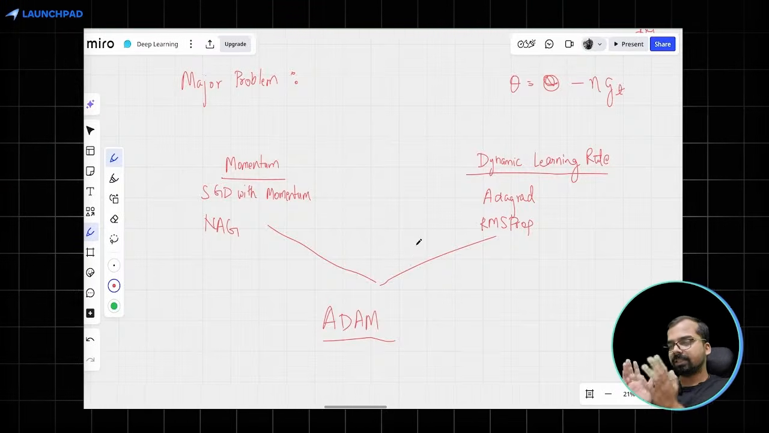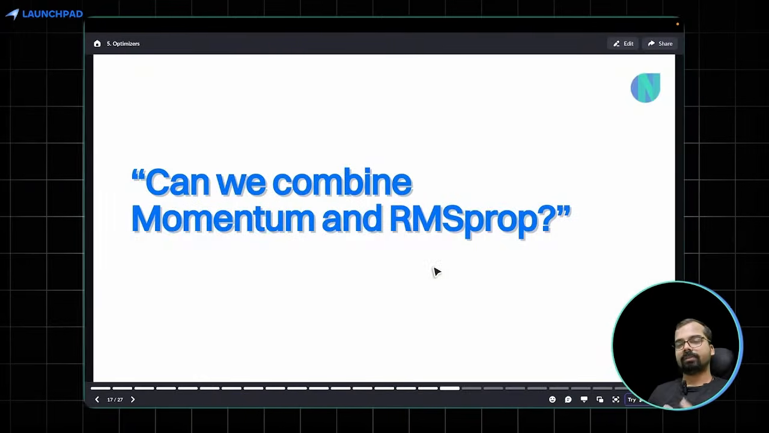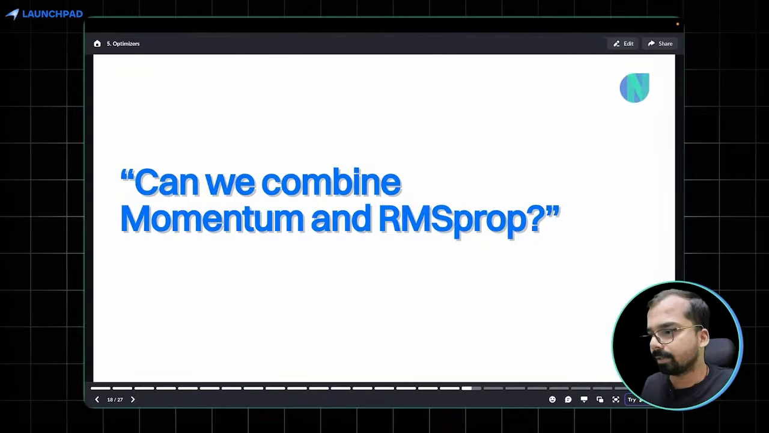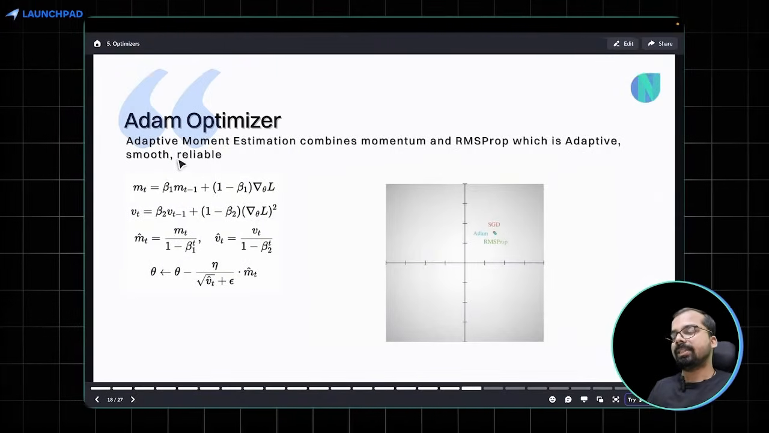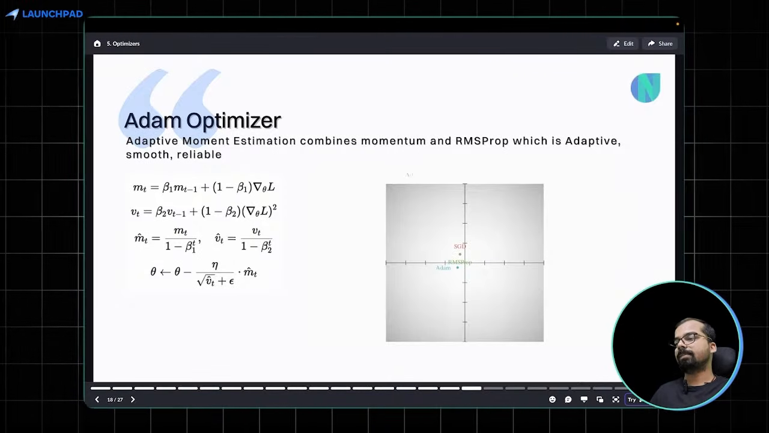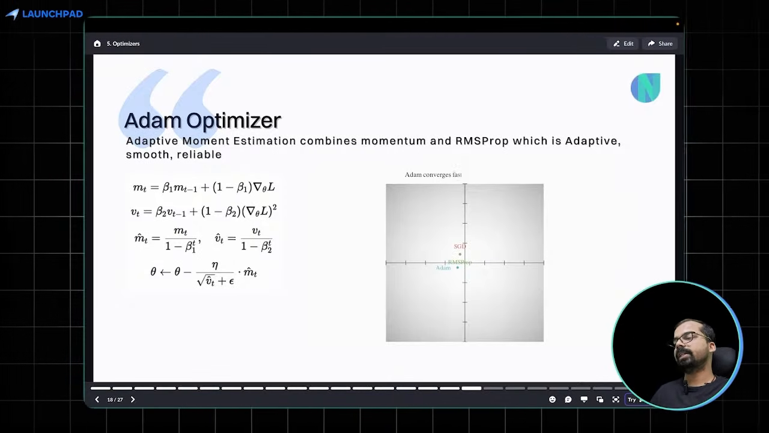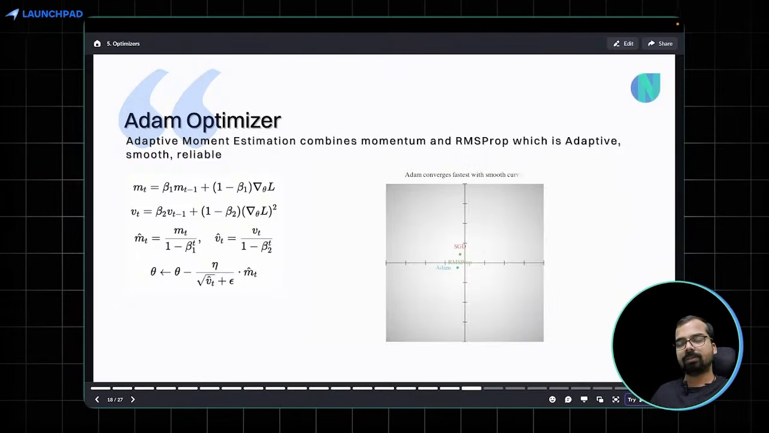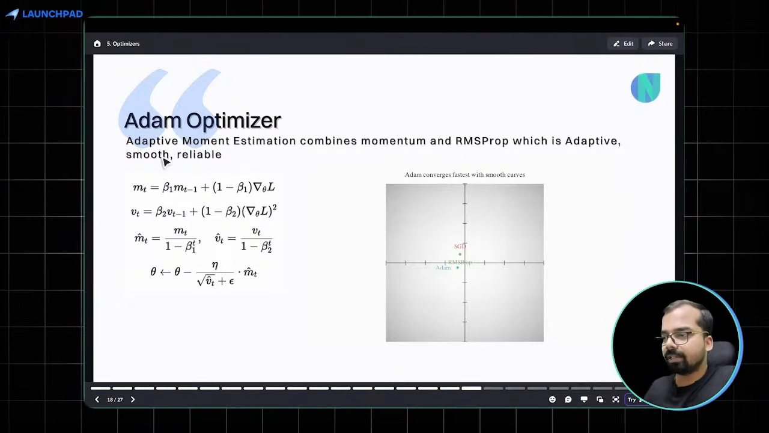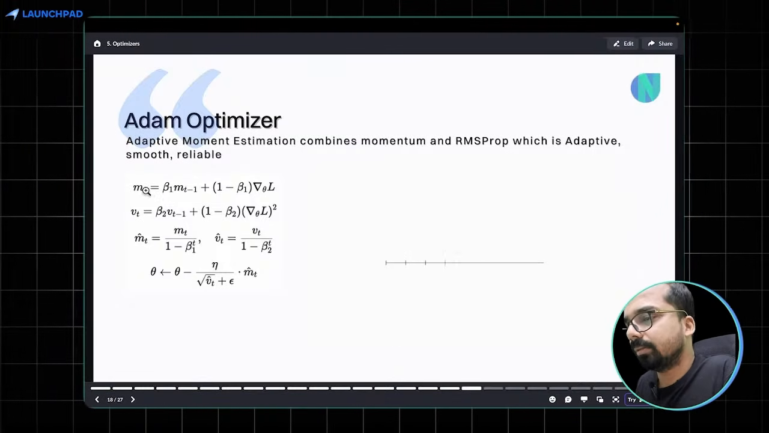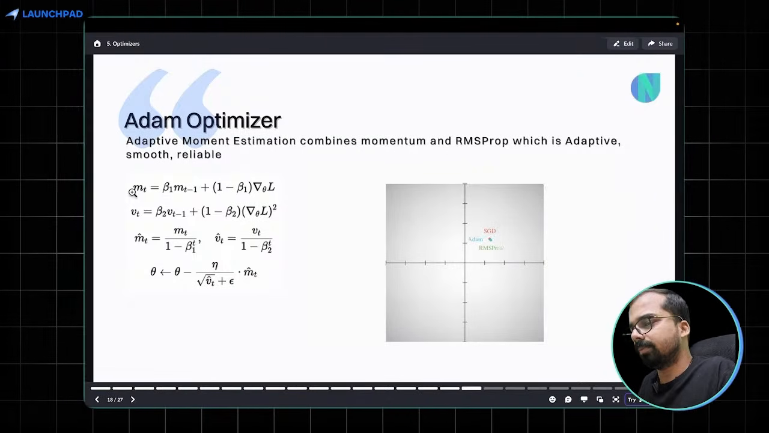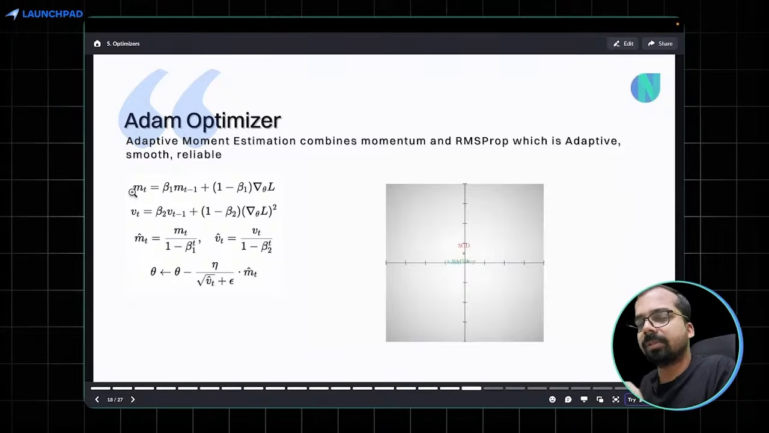This is a common and famous algorithm that we use generally. So ADAM basically stands for adaptive moment estimation, and it is actually combining the concepts of momentum and RMS prop, which is more adaptive, smooth and reliable. So here, if you see, there are a couple of calculations that we do, but if you have gone through the previous algorithms, it is much easier.